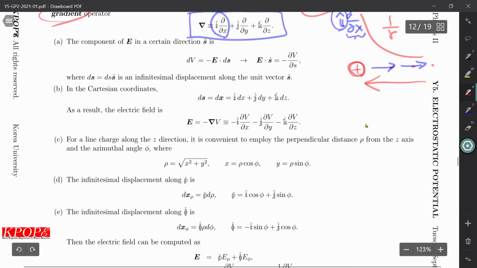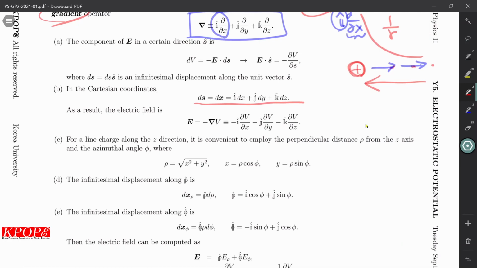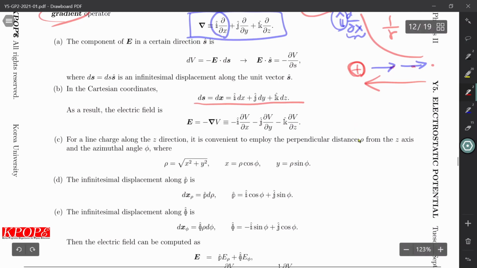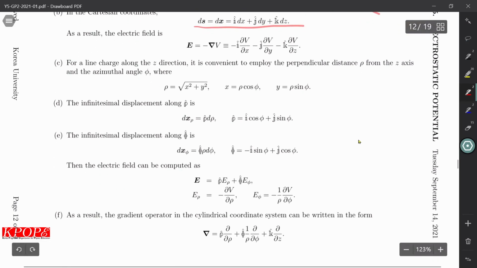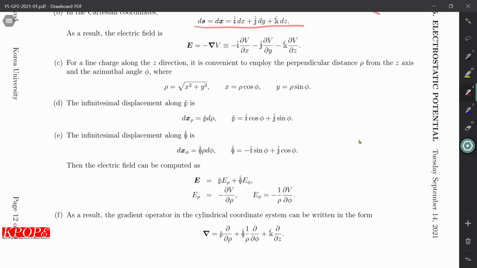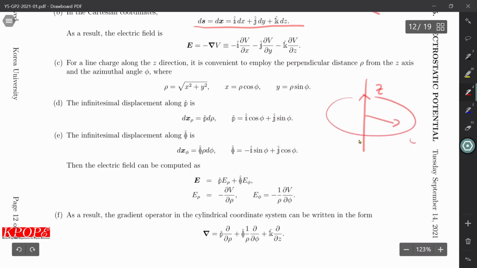If you use the Cartesian coordinate, the differential along the x, y, z axis are like that. You can do the same job in various coordinate systems. Anyway, in the cylindrical coordinate system, we have z direction and radial direction, that is rho, and phi, that is azimuthal direction.